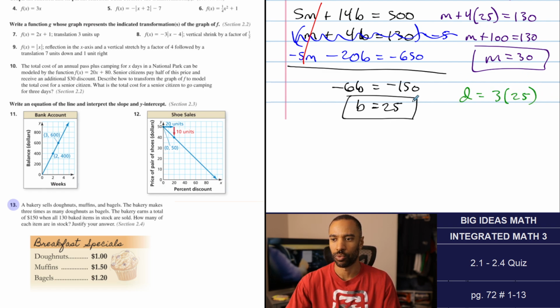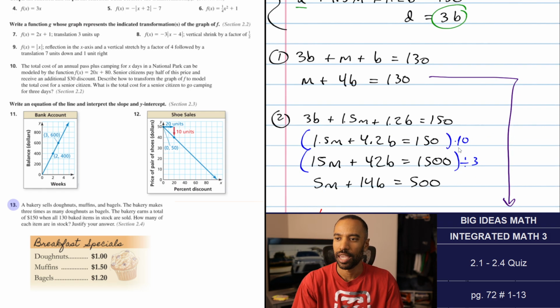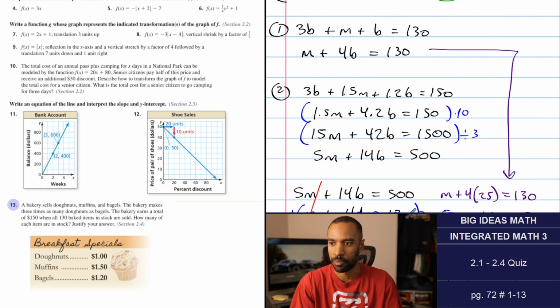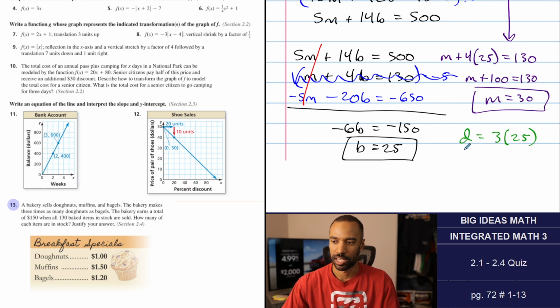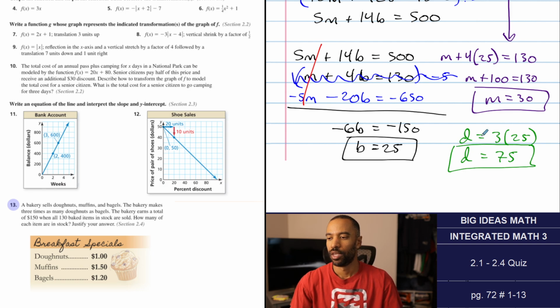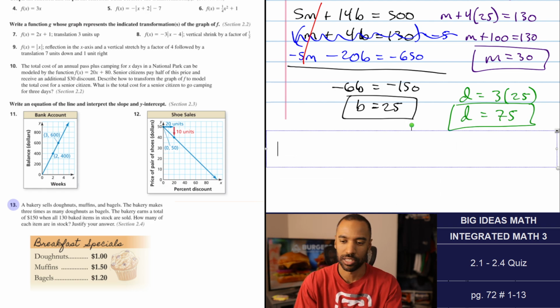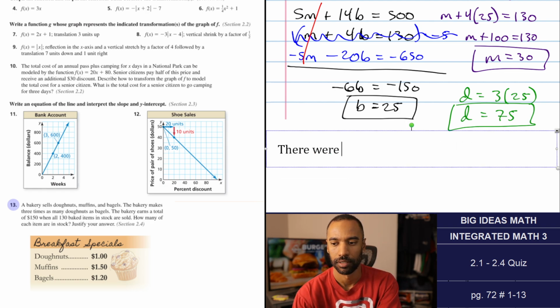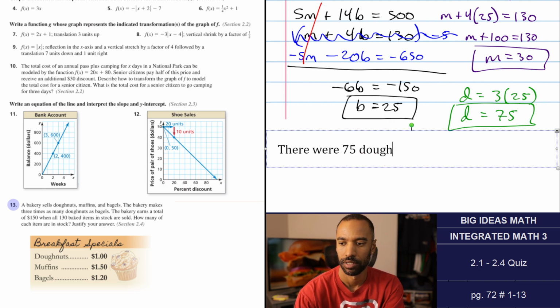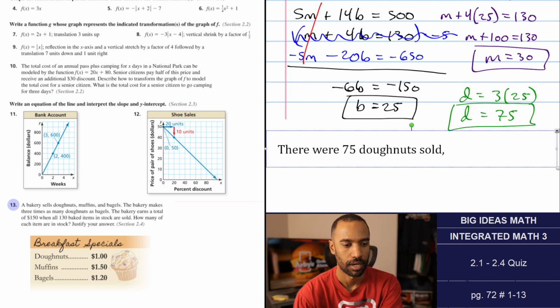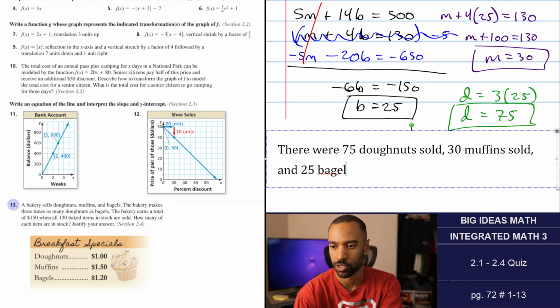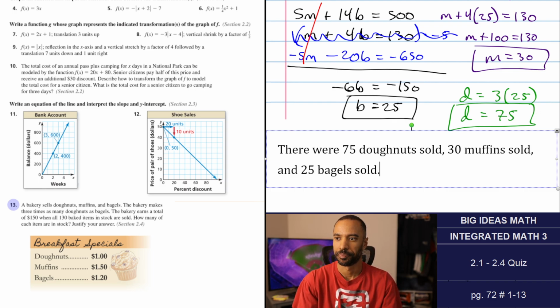There are a lot of different ways you could do it, right? I could plug 25 and 30 into this original top equation as well. But the number of donuts seems like the most direct. As I expected, it works out to 75. So normally we'd write the final solution as an ordered triple. But because it's a word problem, we can contextualize it and say there were 75 donuts sold, 30 muffins sold, and 25 bagels sold. That would be our final answer.